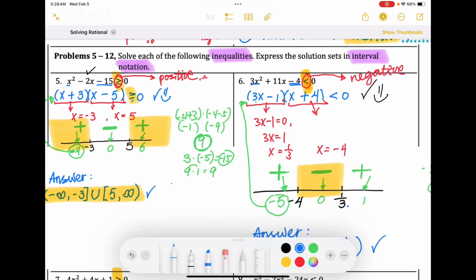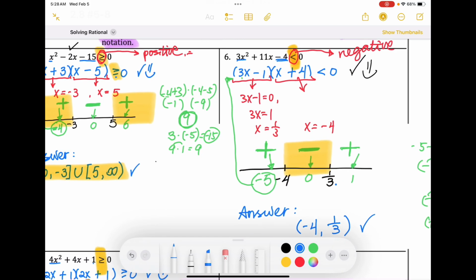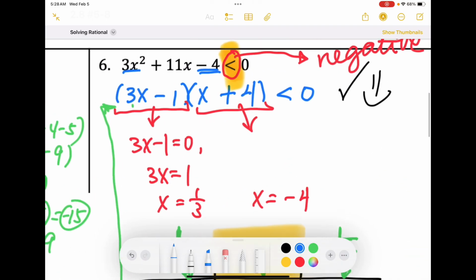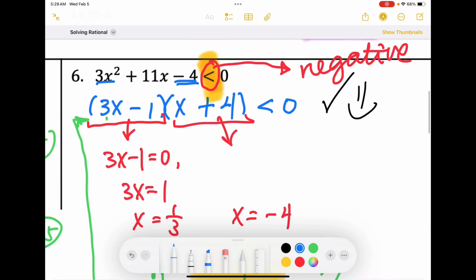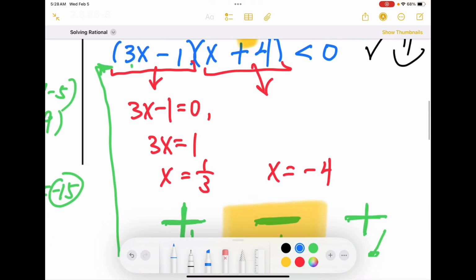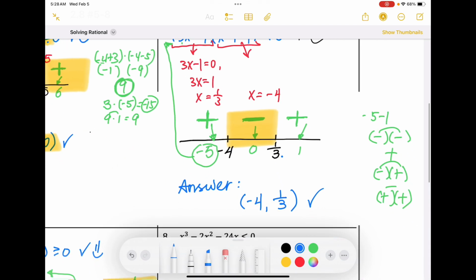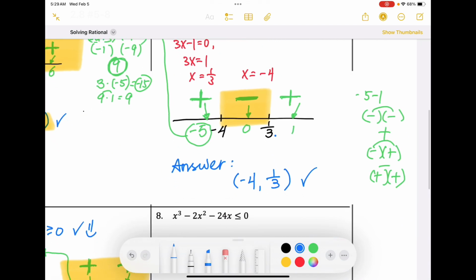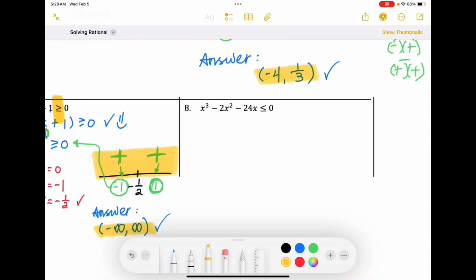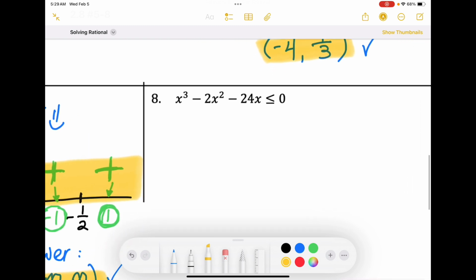Now, activate your ego eye. Why is it that number 5 and number 6, one has a parenthesis, one has a bracket? Activate your ego eye. You do not see an equal sign right here, so therefore that will be a parenthesis. It's not included in -4 and 1/3. And that's what we mentioned about math having a language. We got to follow the rule, okay?